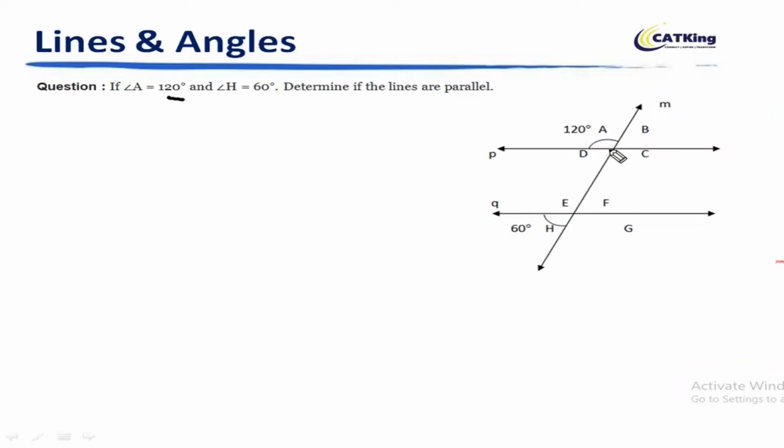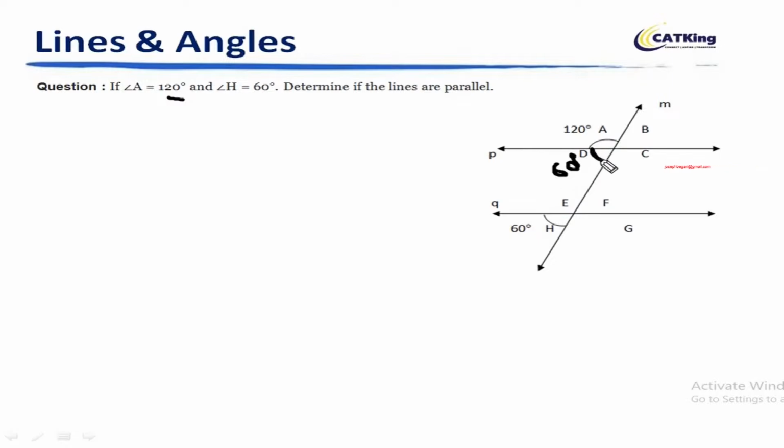Angle A is 120. So angle D will be how much? Angle D will be 60 degree, by linear pair. Angle D will be 60 degree, right?